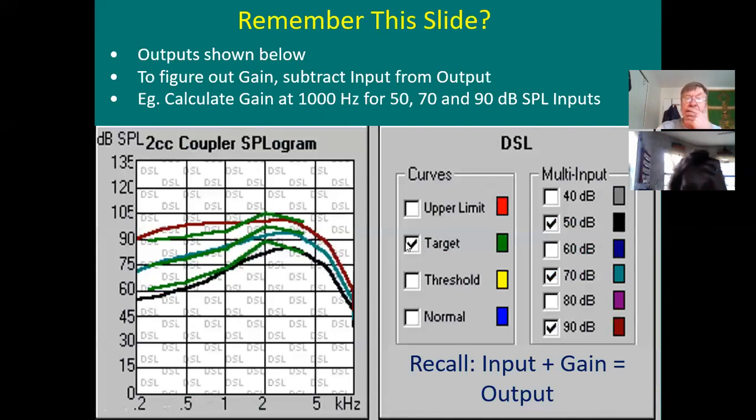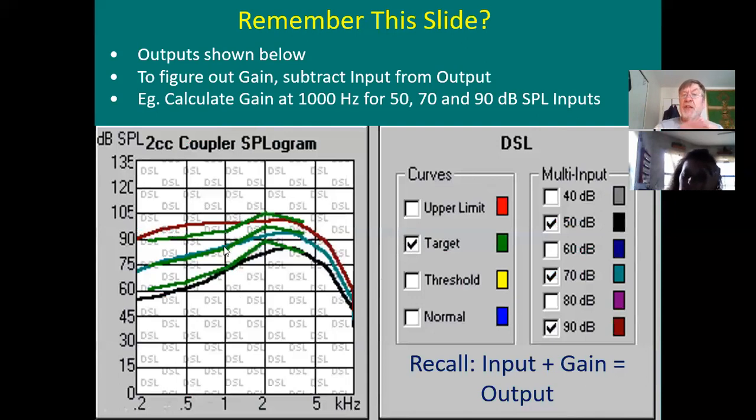So the green, where I'm circling here, is the target. So if you look at that, with 90 dB input, what was my output? If you see where my cursor is, it's about 95. So if I look to the left, you can see where it's about 95. Well, if my input was 90 and my output is 95, what's my gain? 95 minus 90 is 5. So I've got 5 dB of gain happening right where my cursor is.